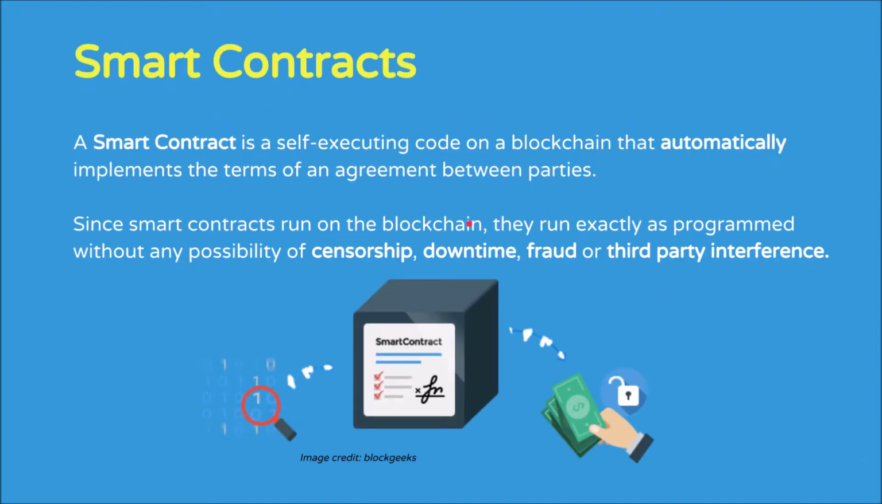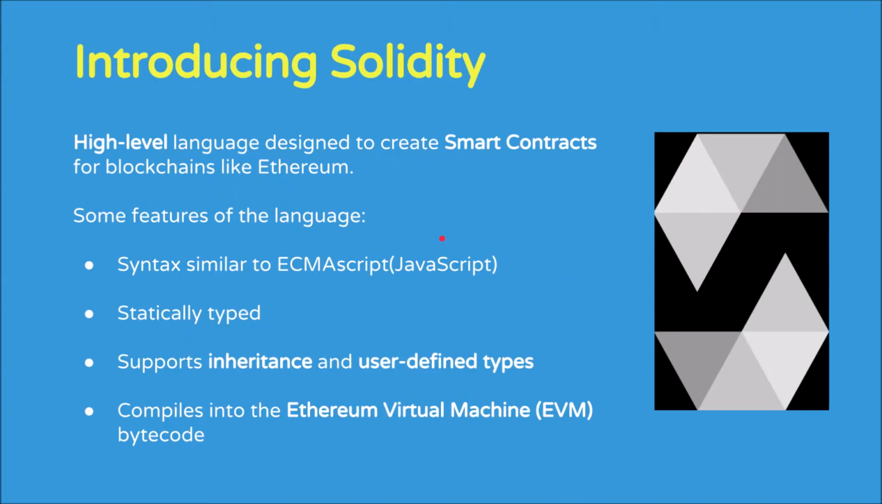Smart contracts is a code on the Ethereum blockchain which will execute and implement the terms of an agreement between parties. So it's like a lawyer on the Ethereum blockchain. Now let's get into Solidity. Solidity is a contract-based programming language maintained by the Ethereum organization. It's very similar to JavaScript. It's used to create contracts on the Ethereum blockchain.